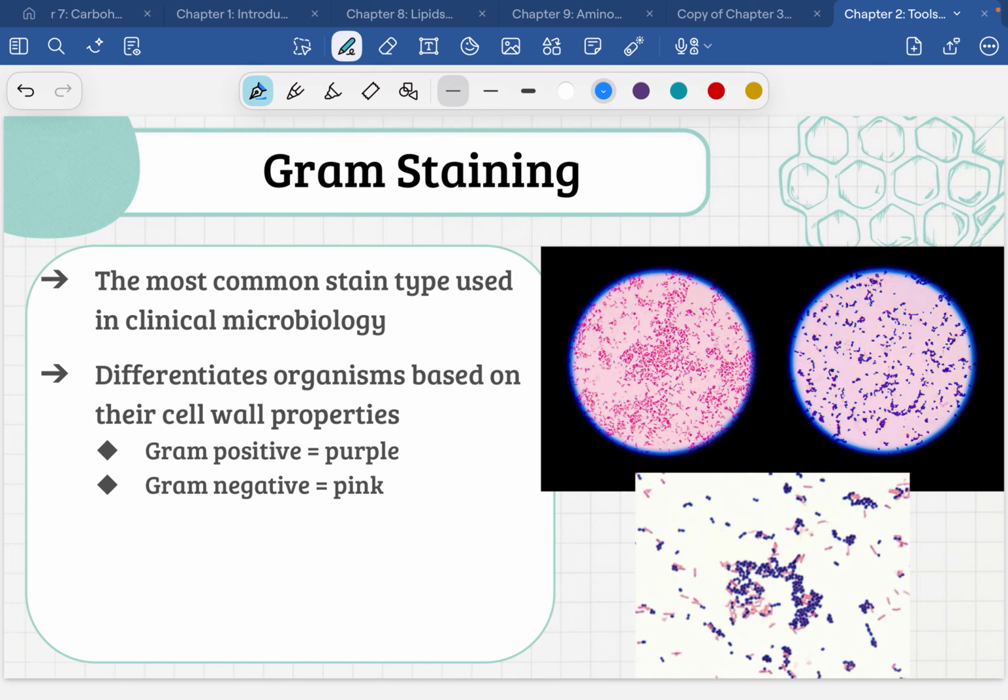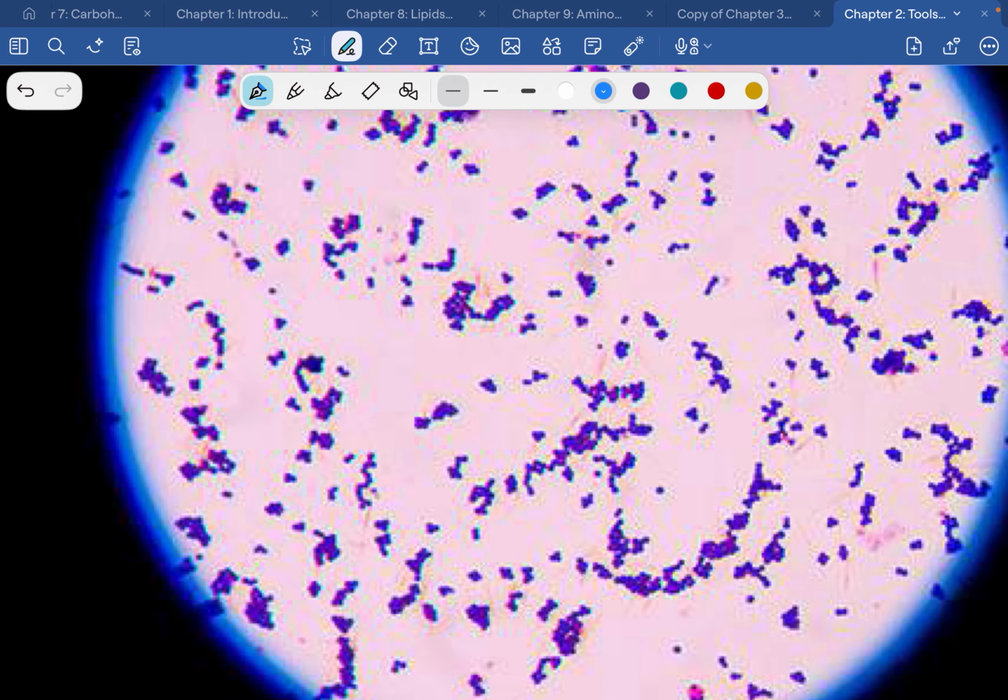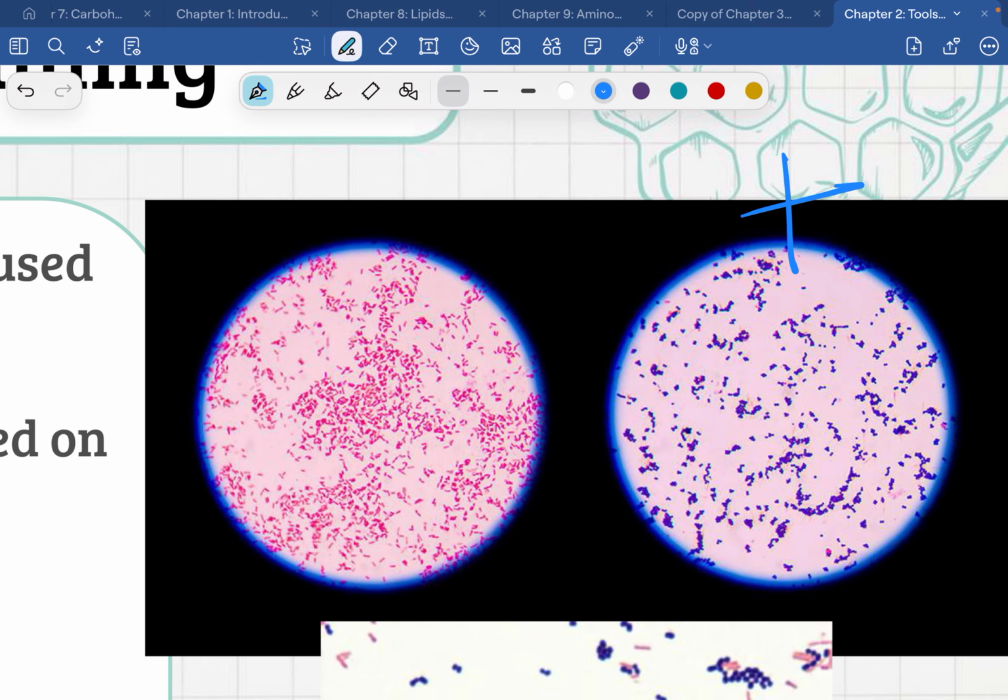But all you have to know for now is an organism that is Gram positive will appear purple. So this organism right here, that organism is purple. That is a Gram positive organism.